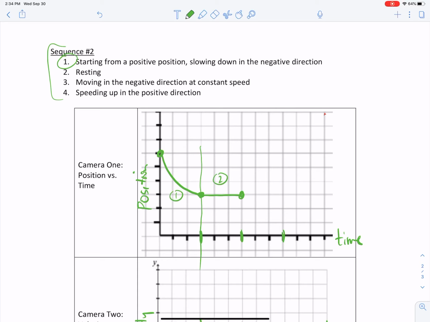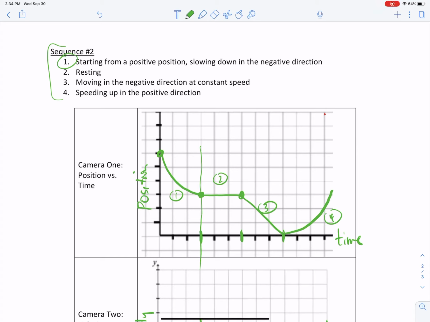Then section 3 says moving in the negative direction at constant speed. That would be like this. And then section 4 says speeding up in the positive direction. That's going to be curved, right? Section 4, speeding up in the positive direction.